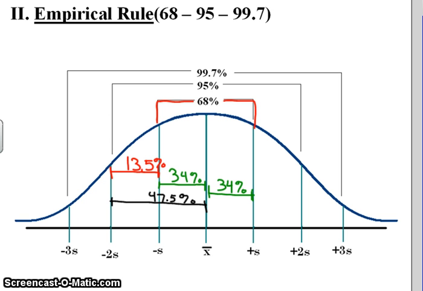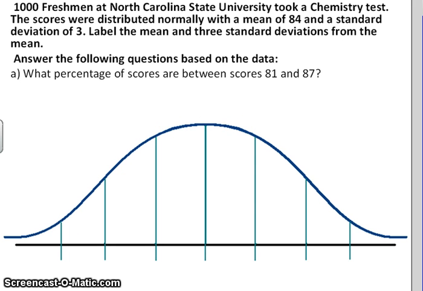Let's try a real-world example where this comes into play. This problem tells me that 1,000 freshmen at North Carolina State University took a chemistry test. The scores were distributed normally, with a mean of 84 and a standard deviation of 3. Label the mean and the 3 standard deviations from the mean.